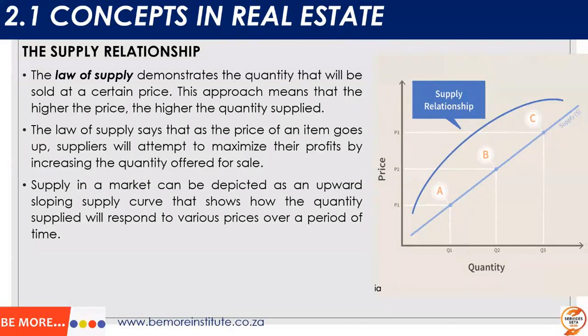The law of supply also states that as the price of an item goes up, suppliers will attempt to maximize their profits by increasing the quantity offered for sale. So the prospects of the profits are very lucrative, and as the price goes up, everybody is prepared to come in. The supply in a market can be depicted as an upward slope, as we can see here. That shows how the quantity supplied will respond to various prices over a period of time.